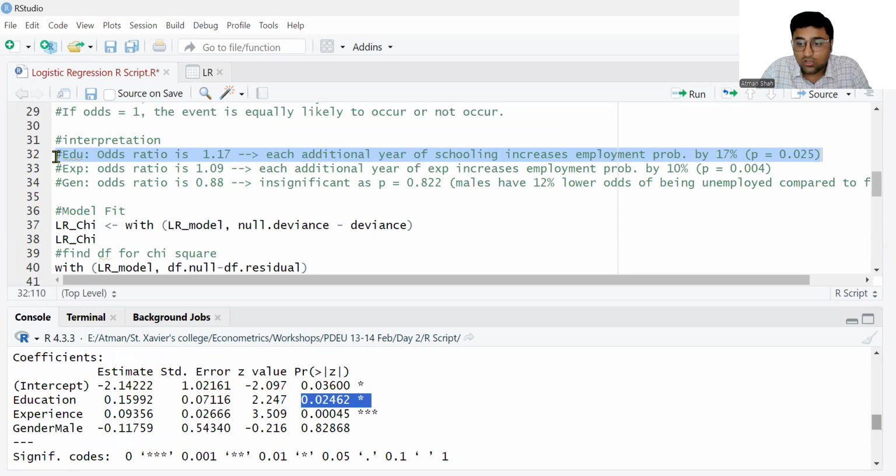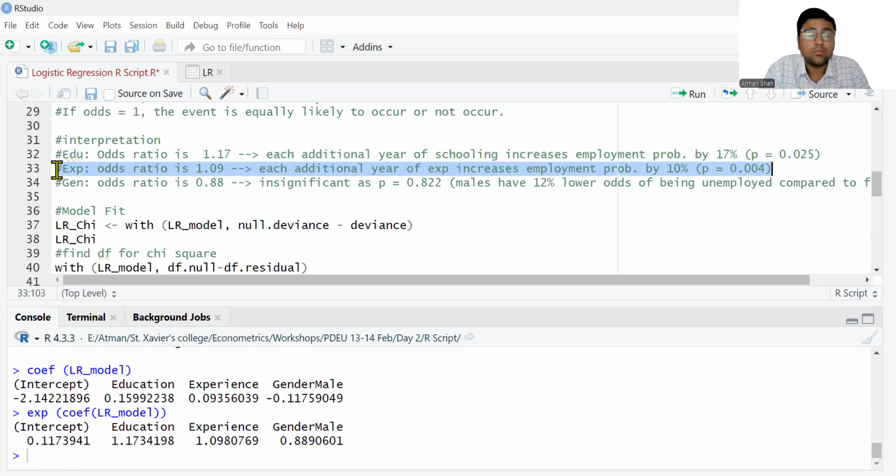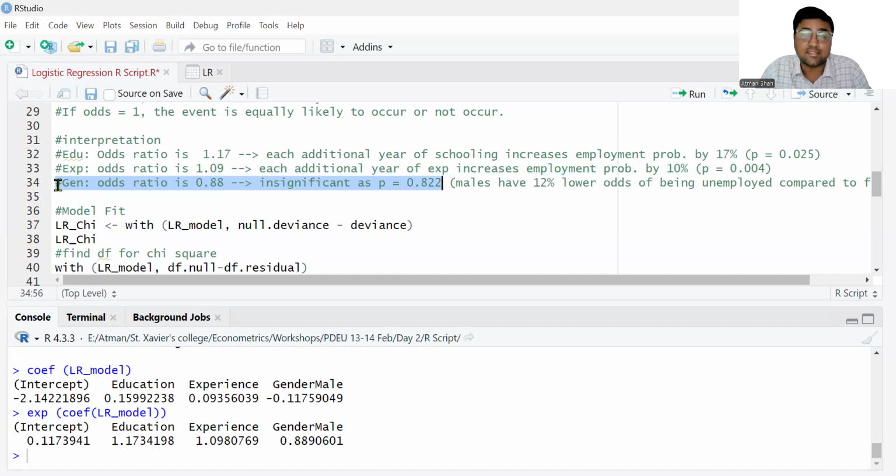Now you see the odds ratio for experience. It is 1.09. So see this. Each additional year of experience increases employment probability by about 10%. The associated p-value is 0.04, and therefore it is statistically significant. And then we have gender. The odds ratio of gender is 0.88, but the associated p-value is greater than 0.05 and therefore it is statistically insignificant. So you don't need to interpret it.